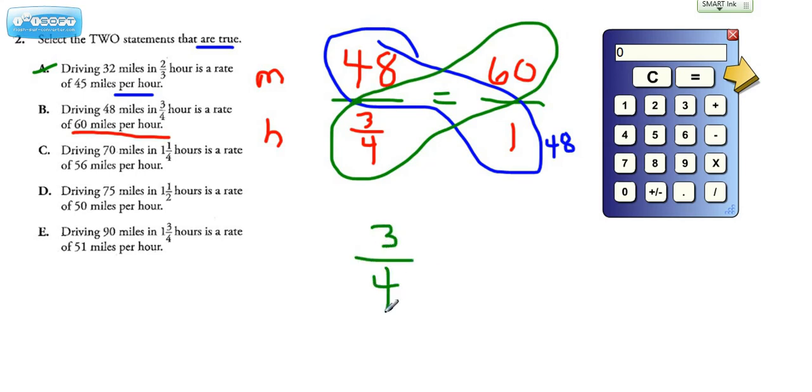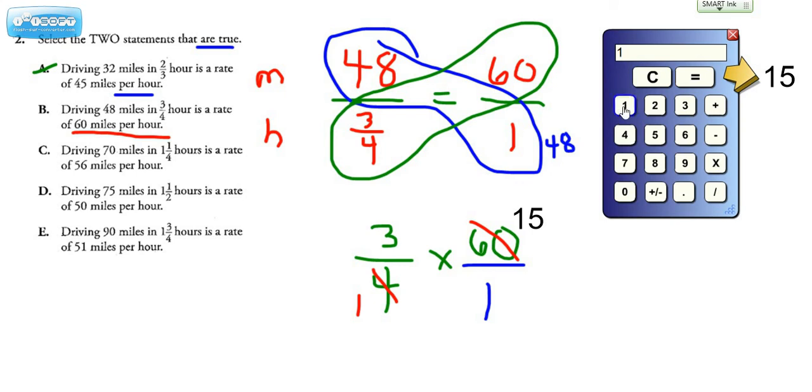3/4 times 60. Remember, 60 is the same as 60 over 1. Now 4 does go into 60, right? If I divide 60 by 4, it goes in 15 times. So basically, if we divide by 4, we get 15, and if we divide by 4, we get 1. Let's find what 3 times 15 is, and we can use the calculator for that, even though I think a lot of people know that in their head. 3 times 15, and we get, whoops, messed up.